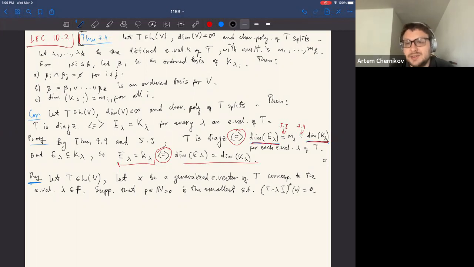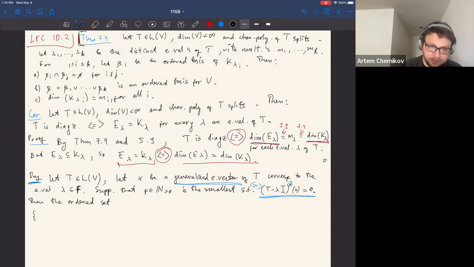So why does it exist? Well, because it is a generalized eigenvector, we know that some p like this must exist. This is equivalent to being a generalized eigenvector. This is equivalent to saying that for some p, this holds. So then we just fix the smallest p satisfying this. All right.